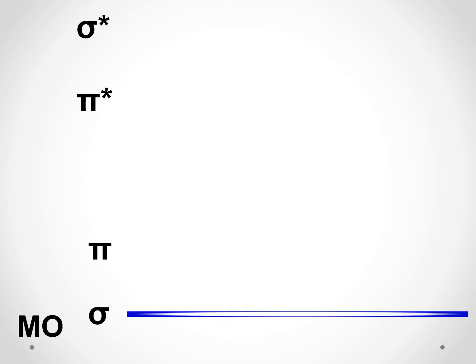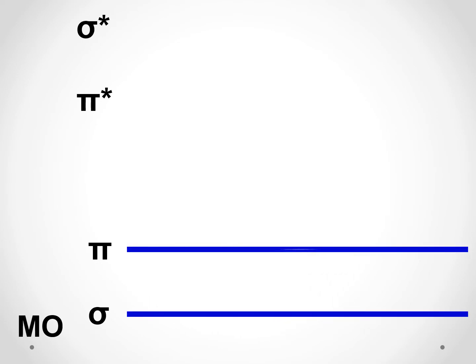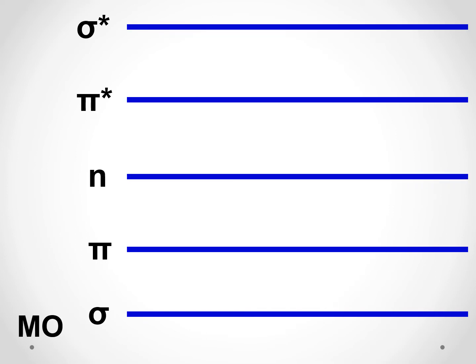Let us draw the diagram for that, in terms of energy. Molecular orbitals can be arranged in the order of energy, and when you arrange that, you will get something like this: sigma, pi, pi star, sigma star. These are the different levels. And you have the non-bonding, which comes in between.